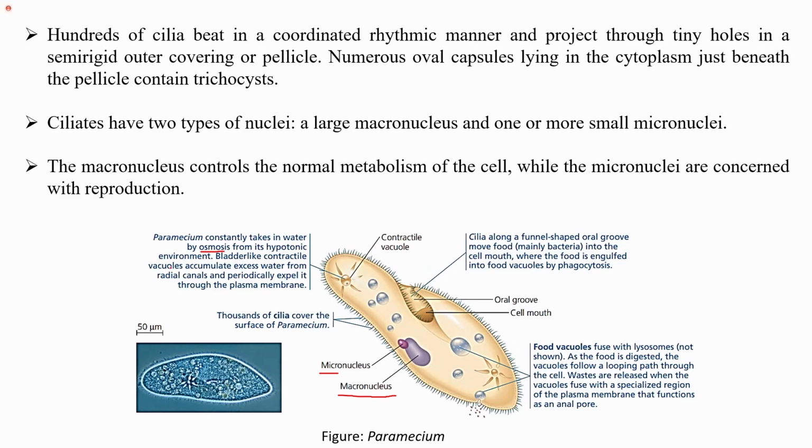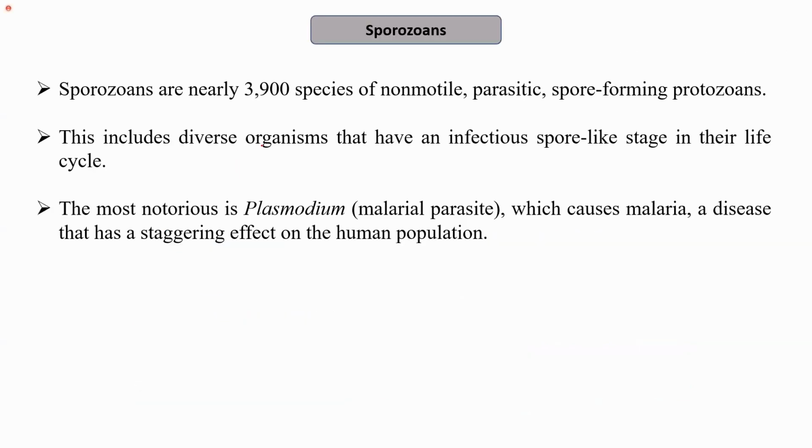Bladder-like contractile vacuoles accumulate excess water from the radial canal and periodically expel it through the plasma membrane. This is how it maintains the osmolarity. So these are the different structures present in the Paramecium and their functions. The important thing is that in dinoflagellates we have two flagella. In ciliated protozoans, we have two nuclei, a larger and a smaller nucleus, the macronucleus and micronuclei. The macronucleus helps in metabolism and the micronuclei help with reproduction.